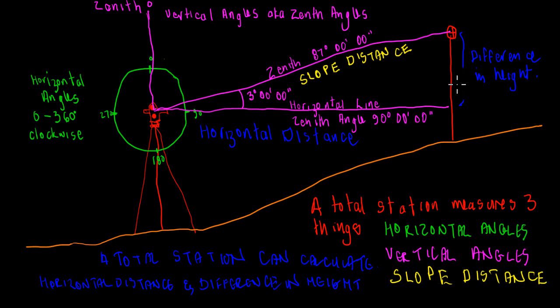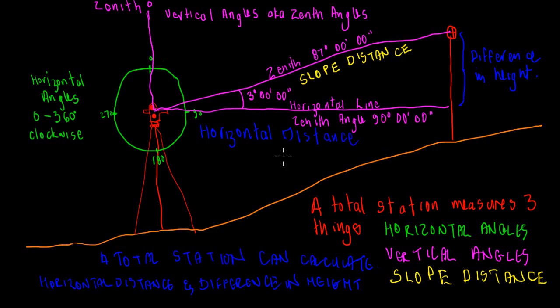So that's it. That's what the total station does. It measures horizontal angles, vertical angles, and slope distance. And with that information we are able to calculate, among a lot of other things, the difference in height between the total station and the point that it measures to, and the horizontal distance from the total station to the prism pole or target or whatever. So there you go. That's it for the total station.